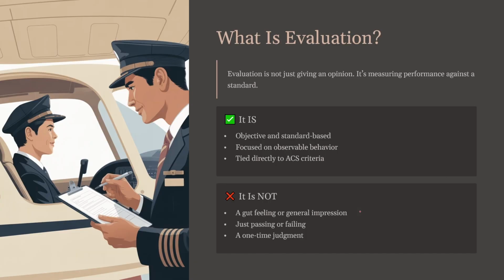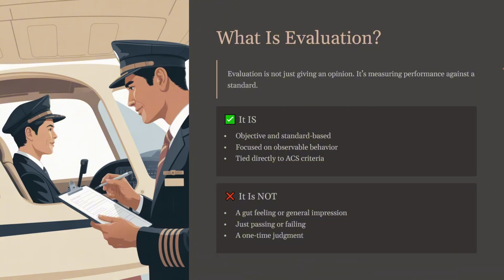Evaluation. And this slide defines evaluation as measuring performance against a standard. That's an important distinction because evaluation is not just giving a general opinion. It's not simply saying that looked good or that was not good. Real evaluation should be objective, based on observable behavior and tied to standards such as the ACS.